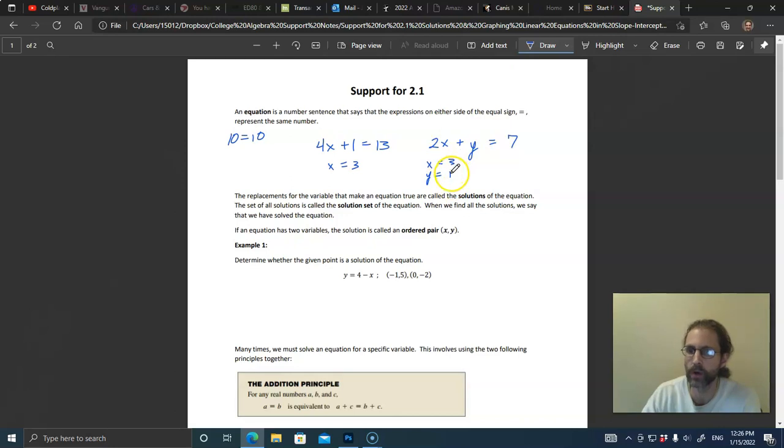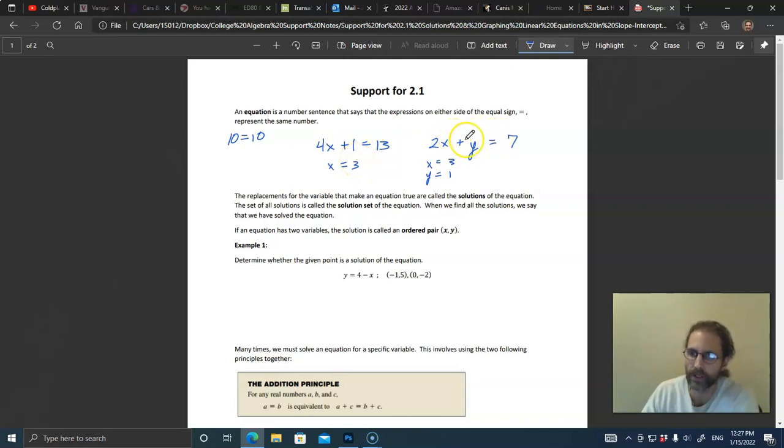So the solution to this equation consists of two different numbers. And this is what we call an ordered pair. And that's what this next piece talks about. It says the replacements for the variable that make an equation true are called the solutions. And the set of all solutions is called the solution set. So this equation right here, there's only one solution. It's just the number 3.